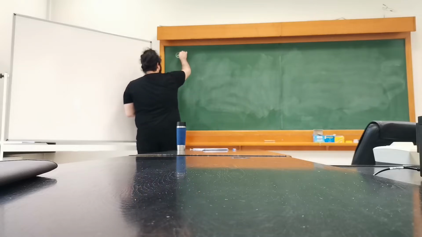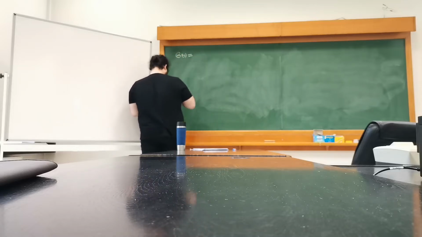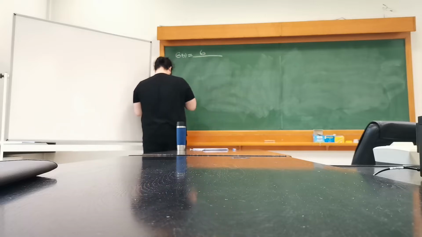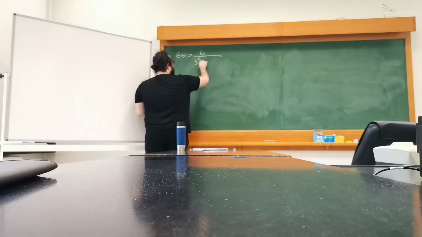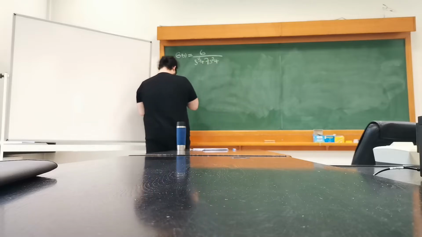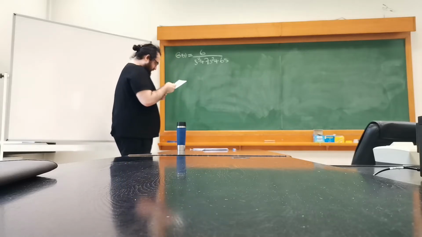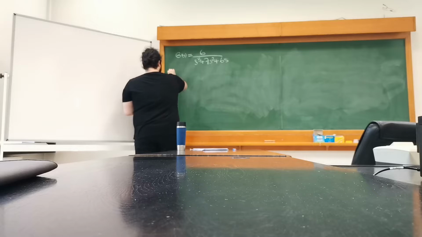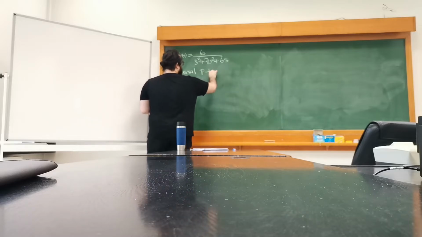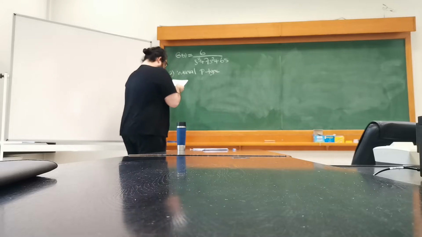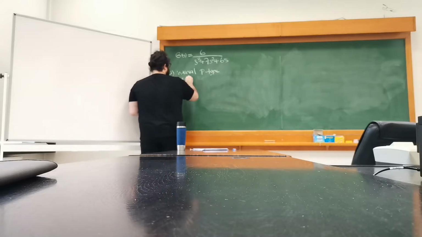Now we have a system, G(s), 6 divided by s cubed plus 7s squared plus 6s. So that's our system. And we want to find the interval for a P-type controller using the time domain and also the frequency domain.